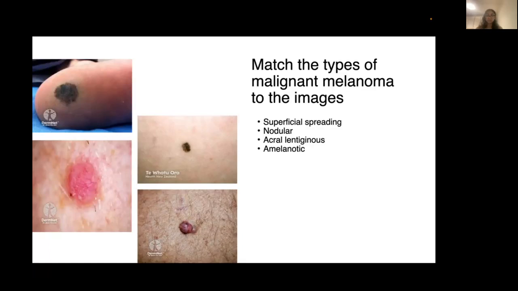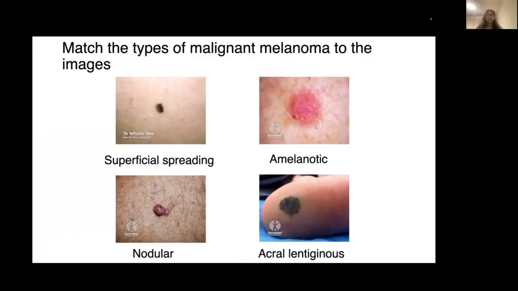So we have top left is acral lentiginous. Cool, yep. I agree, well done. Any others? Bottom left amelanotic. Bottom left, yeah, cool, well done. What about bottom right? Bottom right nodular, and we have top right as superficial spreading. Nice, well done, everyone. So I agree.